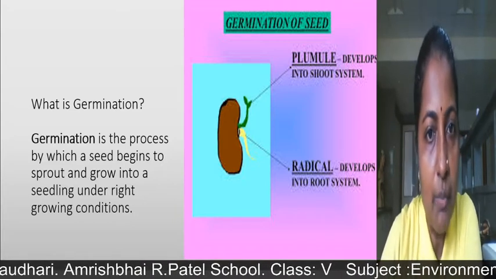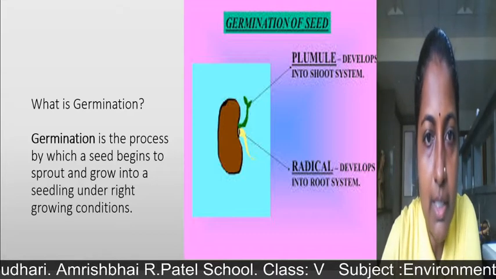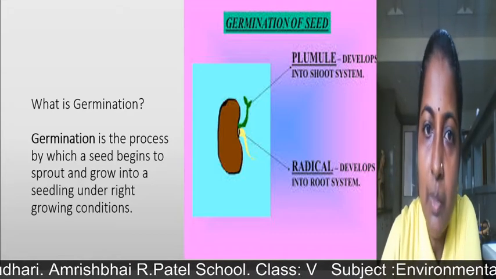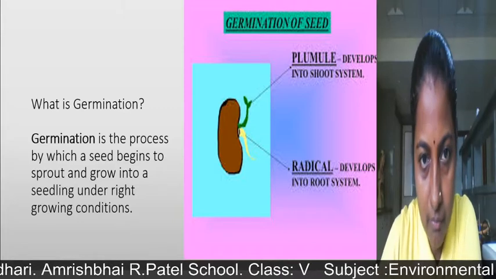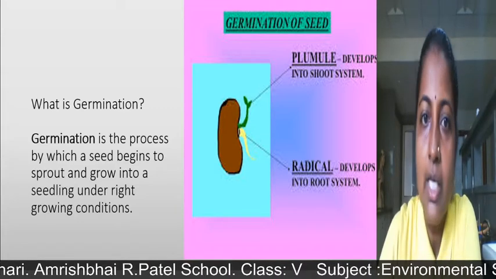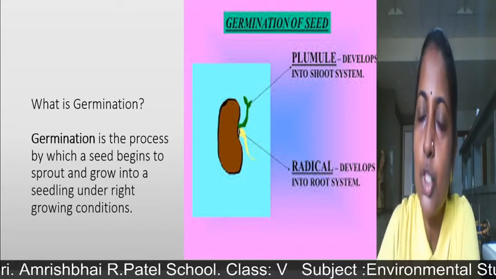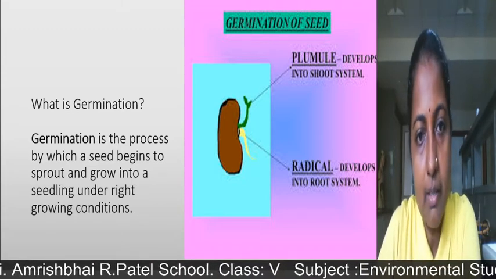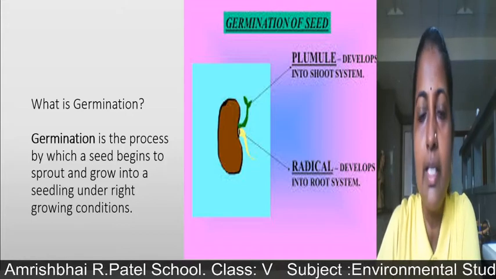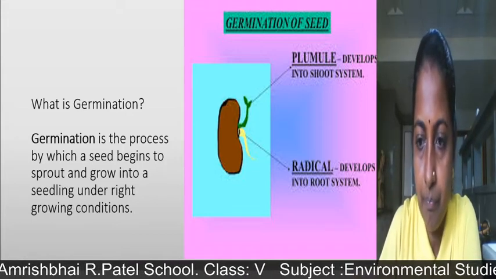So here, after germination of the seed, you can see a green part and a whitish part. The green part is going upward and the whitish part is going downward. The greenish part which is going upward is called the plumule and it develops into the shoot system, and the whitish part, which is called the radicle, develops into the root system.